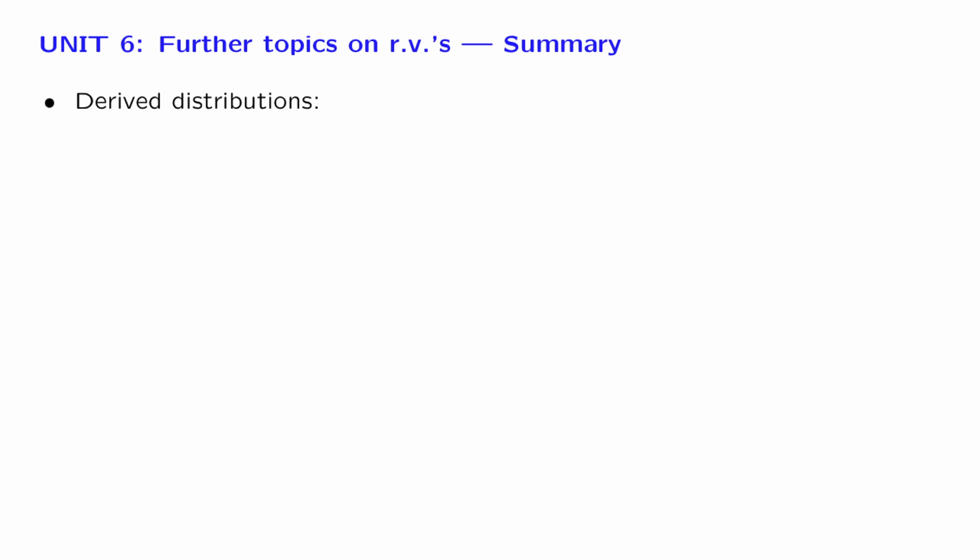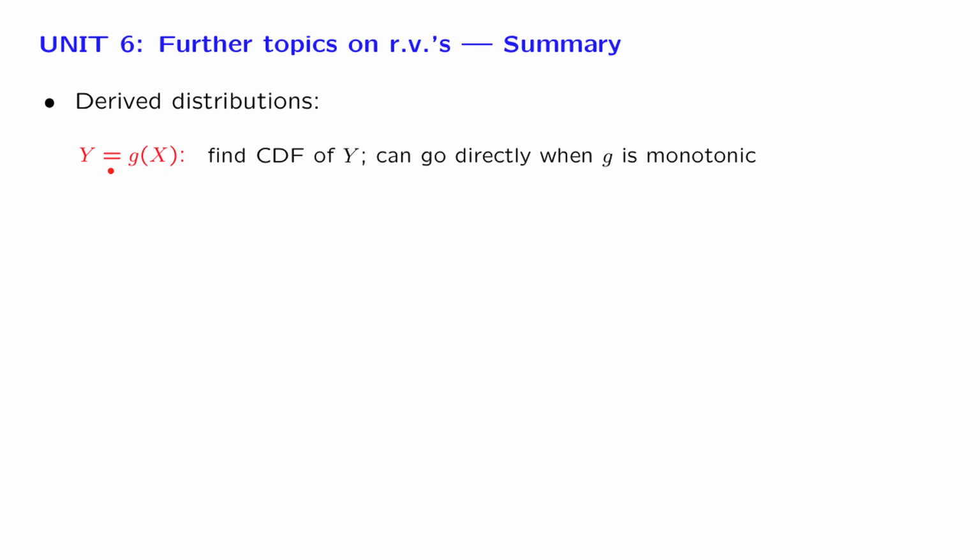The first topic was derived distributions. The idea is that we have a random variable x whose distribution is known, and we want to somehow calculate the distribution of y. For continuous random variables, the way that we do that is by first finding the CDF of the random variable y and then differentiating to find the PDF of y.